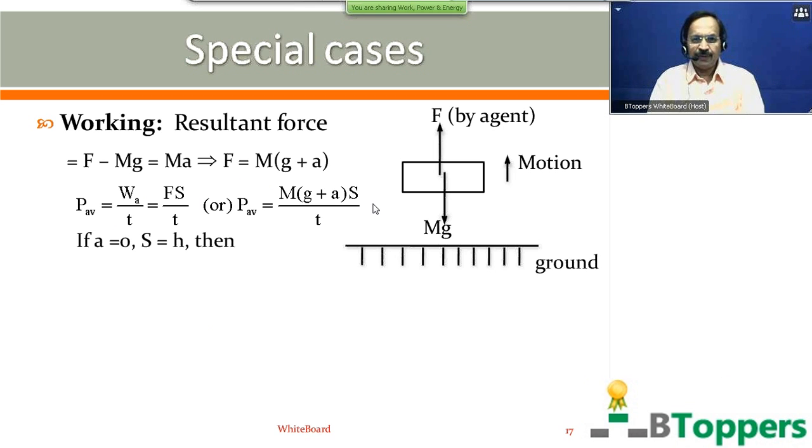If a is 0 and s equal to h, that means the acceleration is 0, I mean the body is lifted with uniform velocity or with negligible acceleration, then you can write a equal to 0. And if it is lifted through a vertical height h, then s equal to h. In that case, P equal to mgh by t. Come on, finish copying this part.